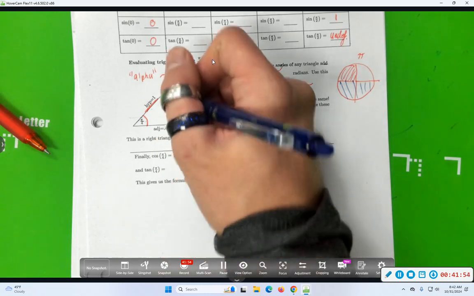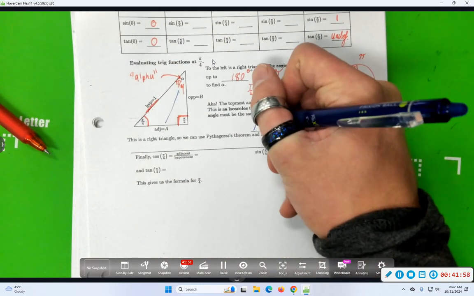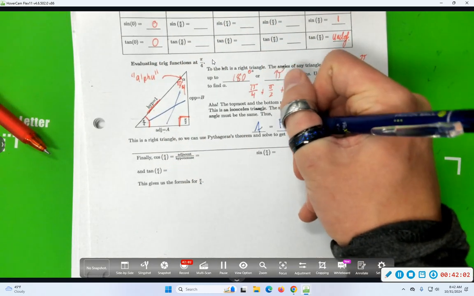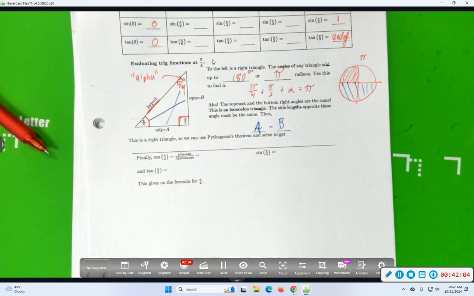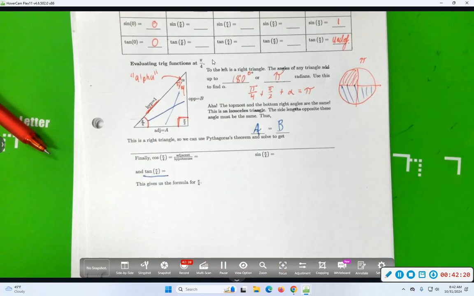So that means that the side length opposite this has to be the same as the side length opposite that. So A has to be equal to B. So far so good, we're making progress. And I guess even right now, there's something we can compute. Let's use this right triangle to compute the tangent of pi over 4 because we already can.